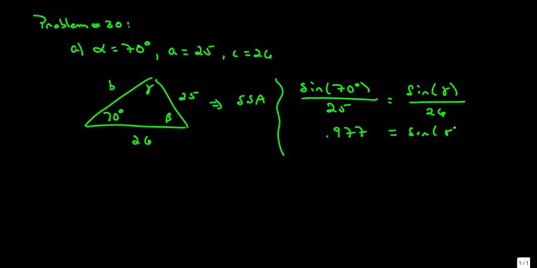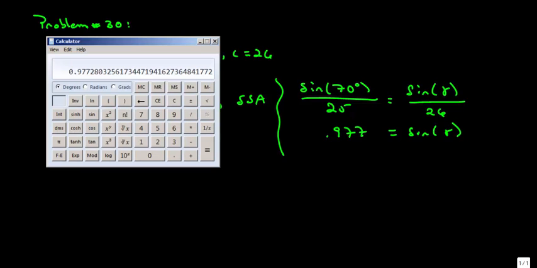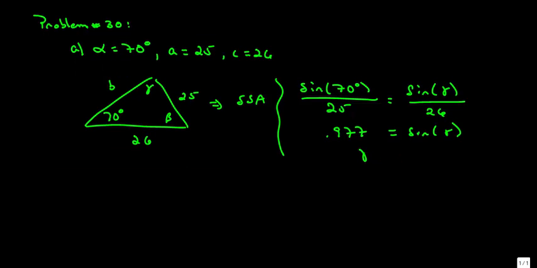That's equal to the sine of gamma. Now we're going to do the arcsine of this, so we'll do inverse sine. That gives 77.76 degrees. So gamma is roughly 77.6 degrees. Okay, that's what I'm getting here.